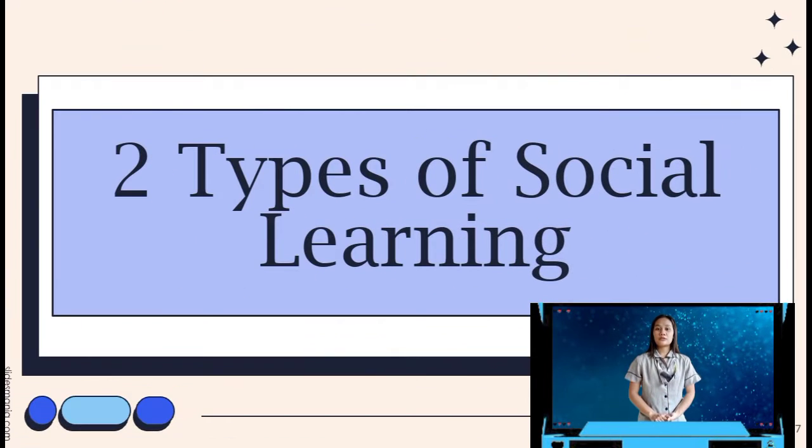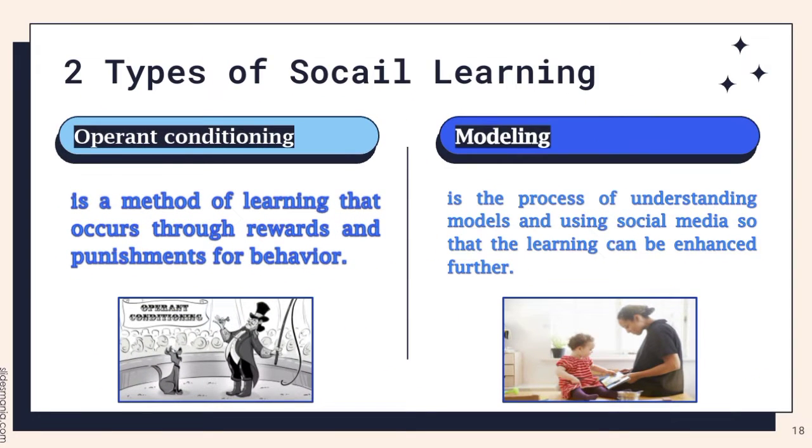Now, let's proceed to the two types of social learning. First is operant conditioning. Operant conditioning, sometimes referred to as instrumental conditioning, is a method of learning that employs reward and punishment for behavior. Through operant conditioning, an association is made between a behavior and a consequence, whether negative or positive, for that behavior.